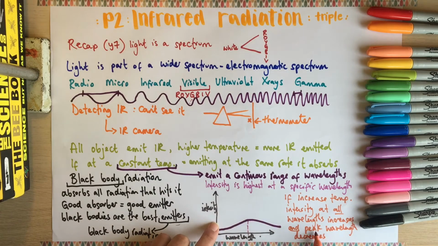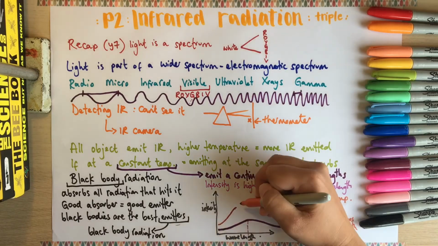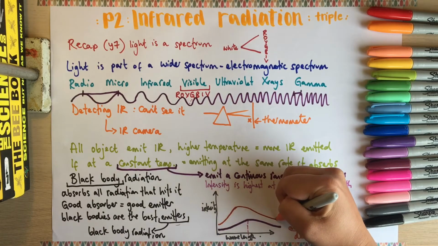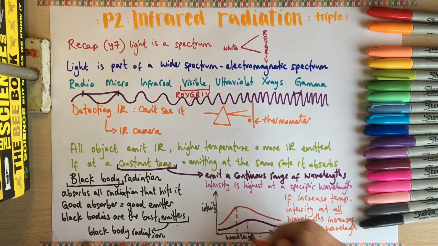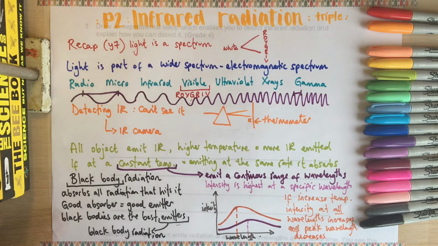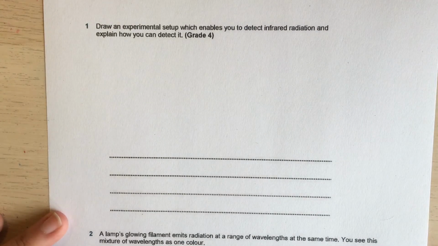But on top of that, our peak wavelength decreases. So where this dotted line is, has got to decrease. So our peak needs to be somewhere like here. So what will end up happening is something like this. Okay, so our peak wavelength has decreased and the intensity is higher at all points than the original graph. Now if you have a go at the questions, pause the video and then come back and have a look at the answers and see how you did.